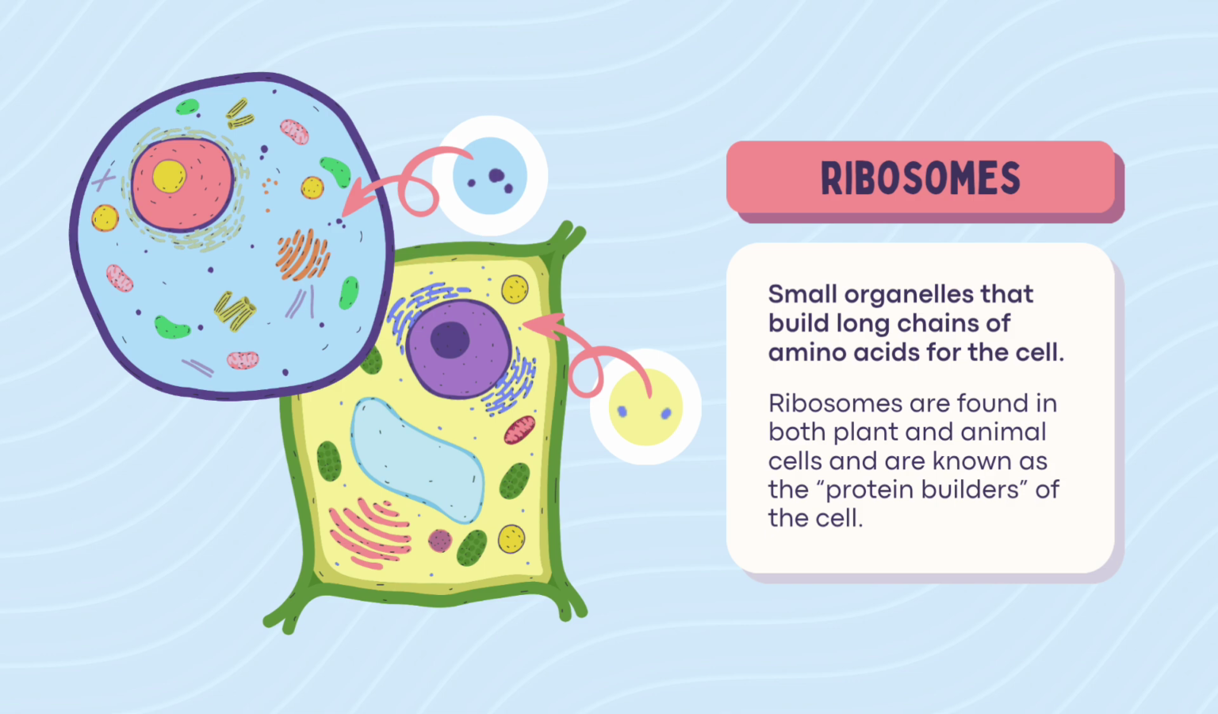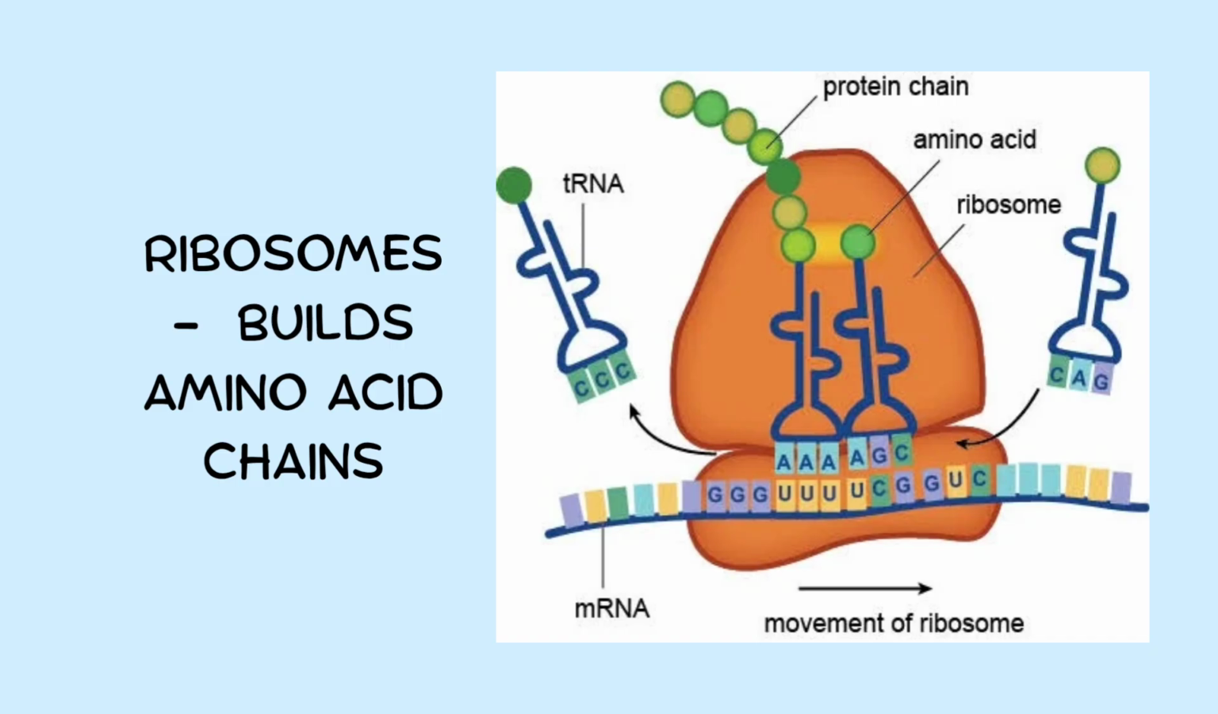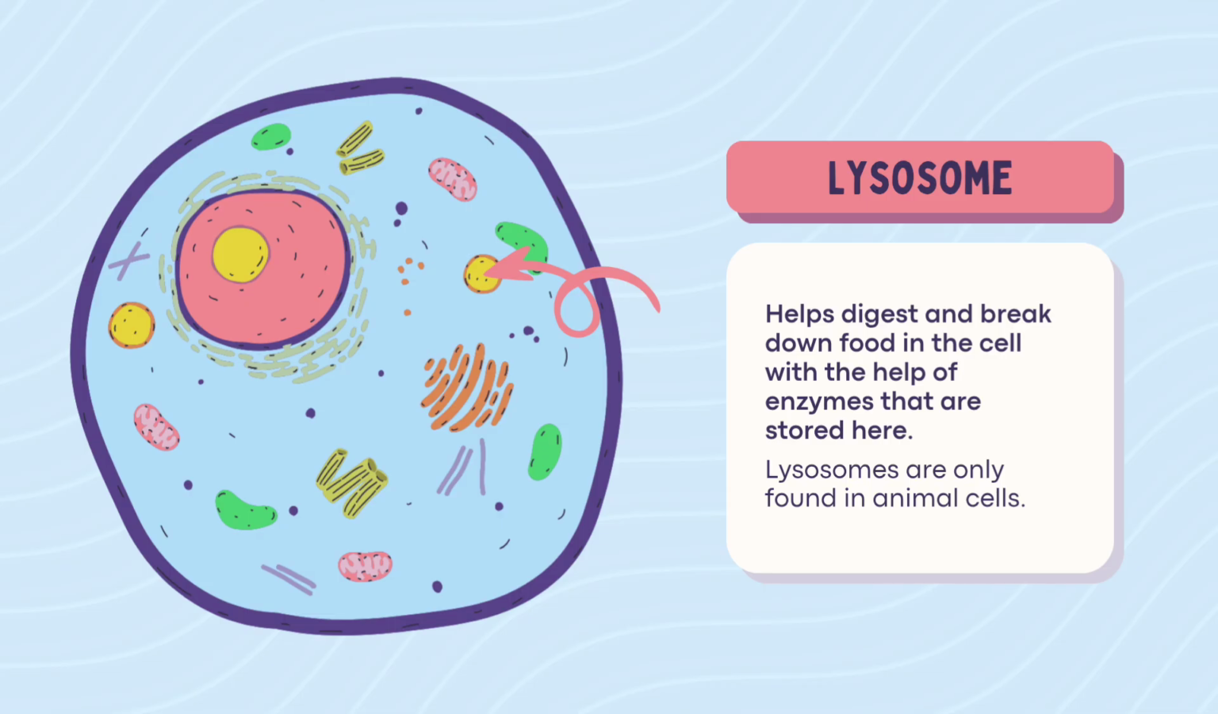Next, ribosomes, the protein builders of the cell. Ribosomes are small organelles that build long chains of amino acids to make proteins. Proteins are essential for growth, repair, and the functioning of the cell. Ribosomes are like tiny factories making exactly what the cell needs.